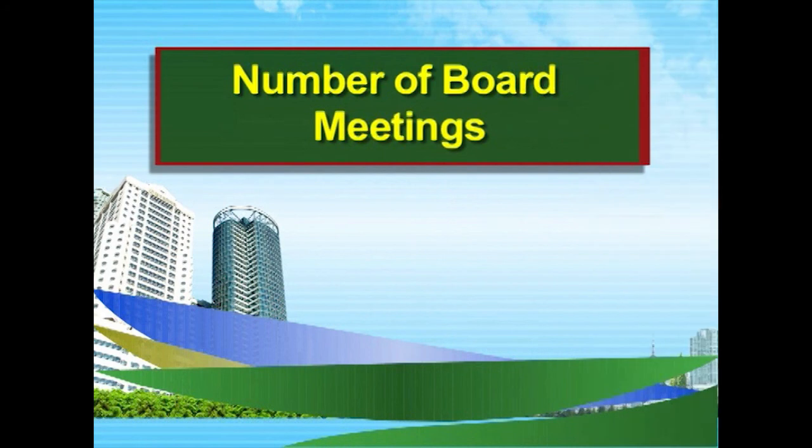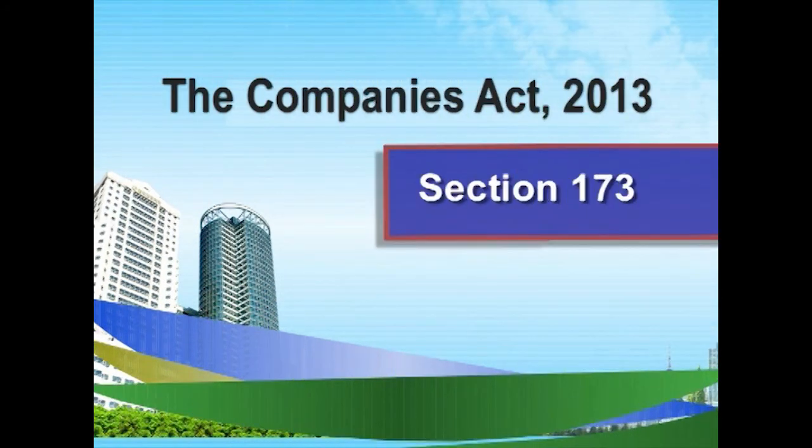Number of board meetings. According to section 173 of the Act, every company shall hold the first meeting of the board of directors within 30 days of its incorporation and thereafter hold a minimum number of 4 meetings of its board of directors every year in such a manner that not more than 120 days shall intervene between the 2 consecutive meetings of the board.